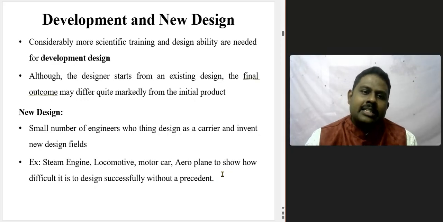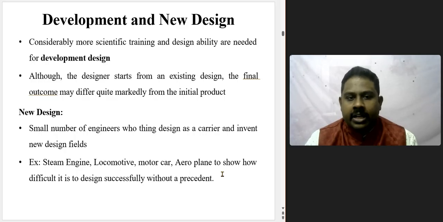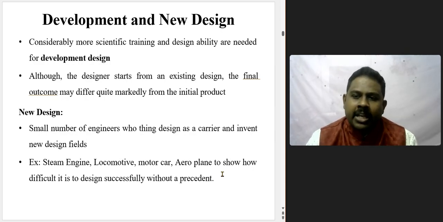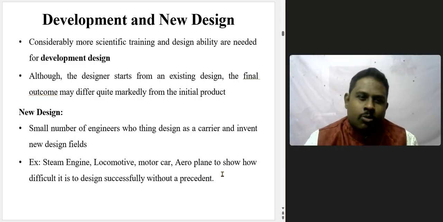Next, developed design. In the developed design, some scientific training and design ability are needed for developing the existing design. And although the designer starts from the existing design, the final outcome may be a different product. So it can go for more modification.